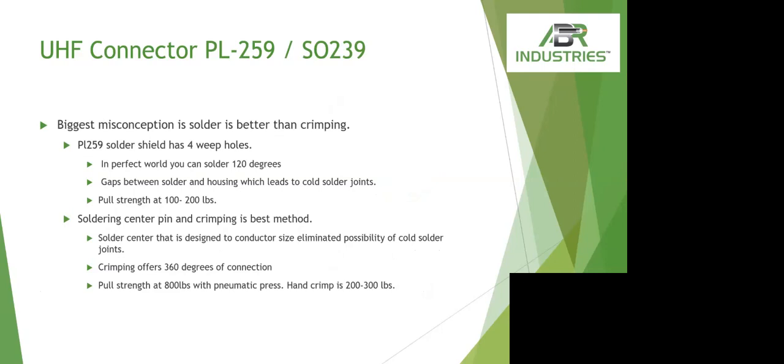So let's talk about it. Everybody says soldering is better than crimping. A little bit of a misconception there. Older PL259s had 4 weep holes, and as I discussed earlier, in a perfect world, somebody can only solder at 120 degrees as it starts to flood within the weep hole. Gaps then can sometimes form in solder joints, which becomes problematic because those cold joints start to lose conductivity. And then another big problem is the connector is very, very weak, and the pull strength was only 100 to 200 pounds, which realistically isn't very much. A small child, a 5-year-old, can technically pull something close to 100 pounds.